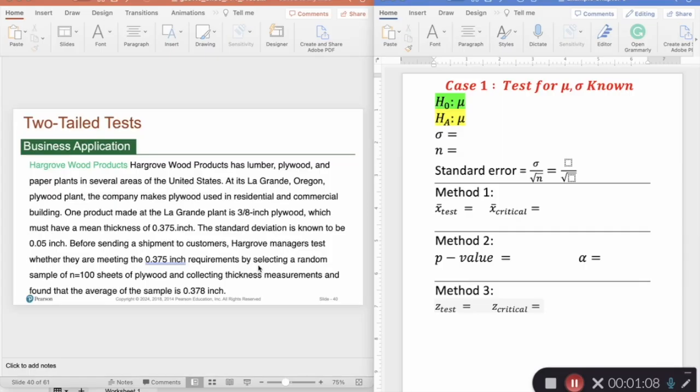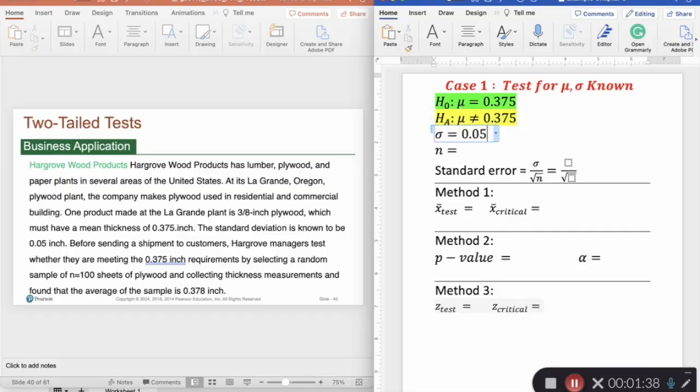And so he selected a sample of 100 sheets, and he found that the mean of the sample is 0.378 inches. So the null hypothesis, because he's looking at the default situation, he's meeting the standard, so it's equal to 0.375. The alternative hypothesis is going to be not equal to the standard, right?